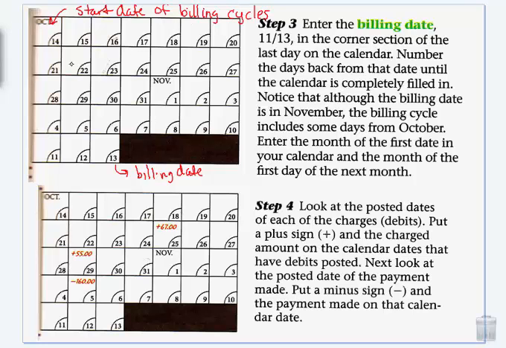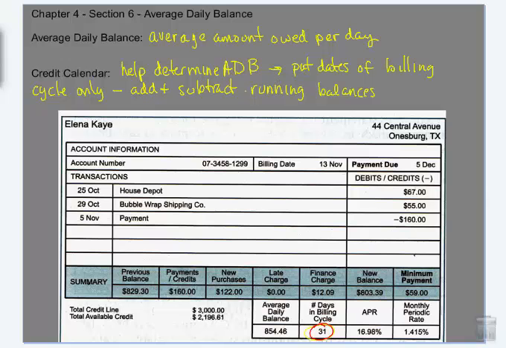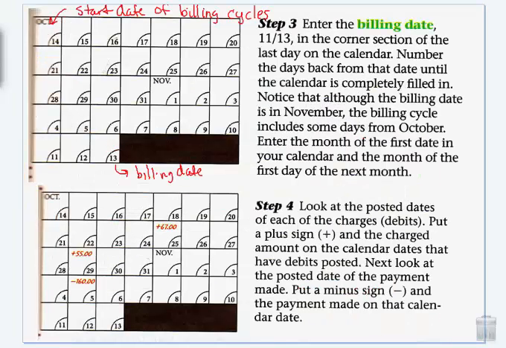And then after we have all the dates posted here, the next thing we do is we look at the posted dates of all of the charges. So if we look at this again, we've got 2 charges and 1 payment, and these are the days that they occurred. So when you go on your calendar, you're putting the charges and the payment on the days that they occurred. These are the days that the balance changed. All the days that there are no transactions, the balance is just floating at whatever it is. So far, okay?